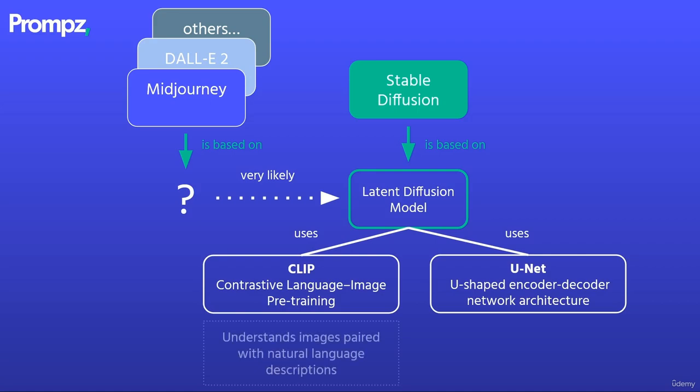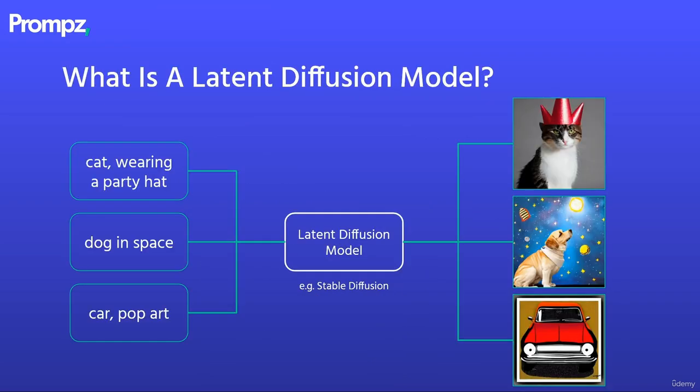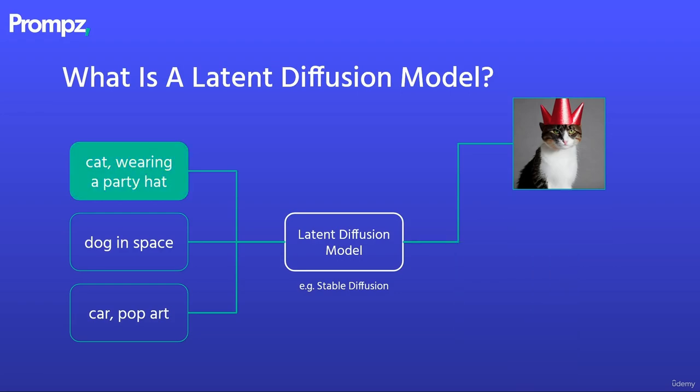The CLIP model is trained to understand images paired with natural language descriptions. The UNet model is a U-shaped encoder-decoder network architecture developed for image segmentation. In the end, these are machine learning models that are built and optimized to understand and process text that's understood by humans, and models that can then generate images with that text.